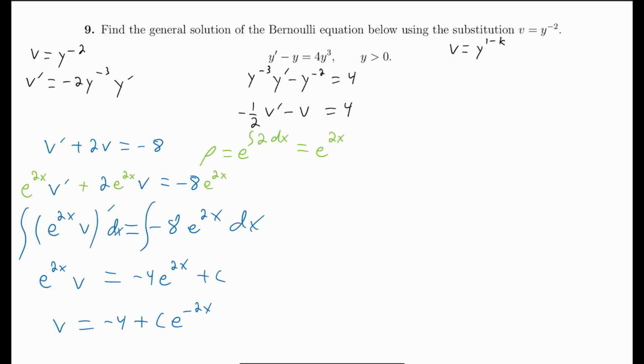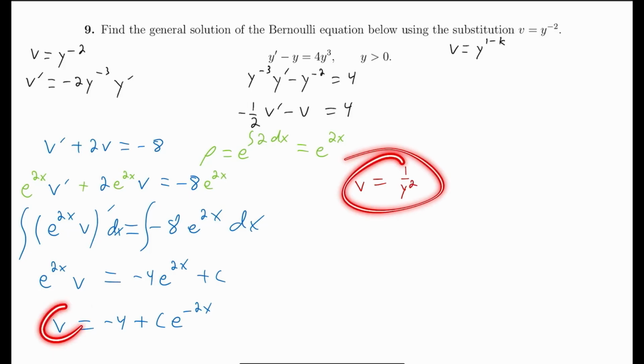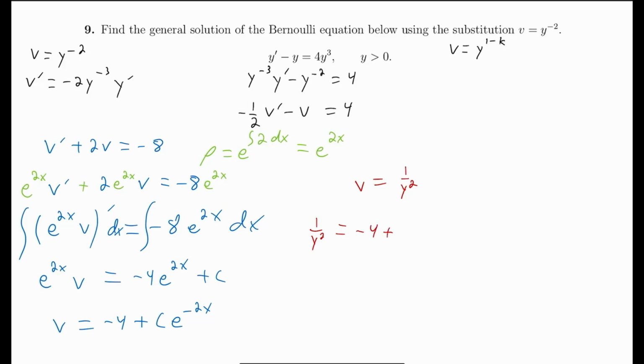And then we are trying to find a solution for y, not v. But remember that original substitution where v is equal to 1 over y squared. This means we can plug in for v right here. So that will get us 1 over y squared is equal to negative 4 plus c e to the negative 2x. Take the reciprocal of both sides, that will get you y squared is equal to 1 over negative 4 plus c e to the negative 2x.